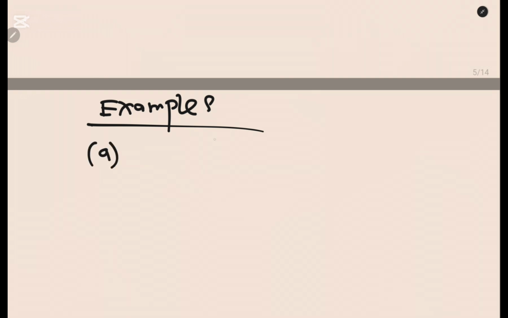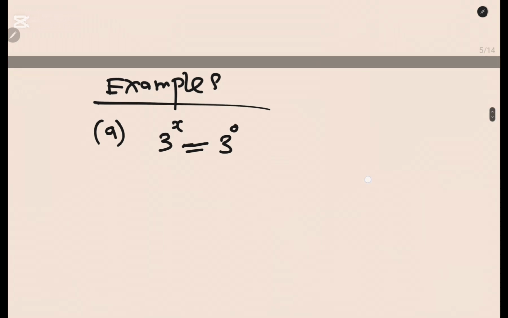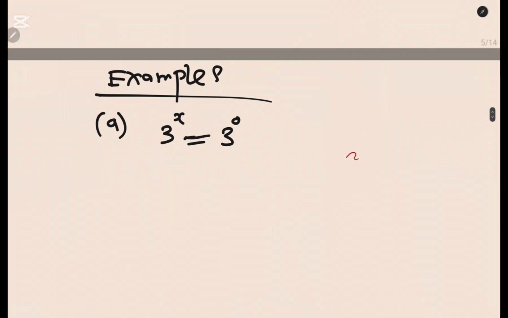Example A, we are going to have an equation such as 3 to the power x is equal to 3 to the power 0. Now, when you are solving such equations, you need to make sure that the bases on both sides are equal. And if the bases are equal, then of course the powers are equal. So in this case, x is equal to 0. That is the answer. Let us look at another one.